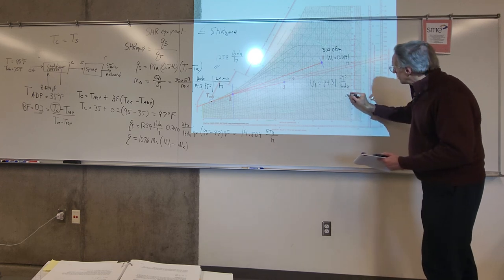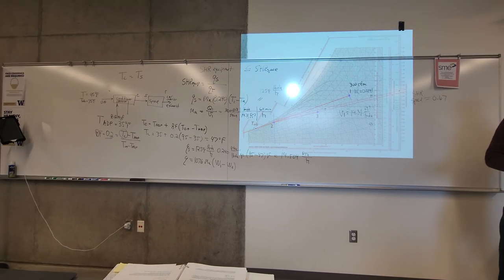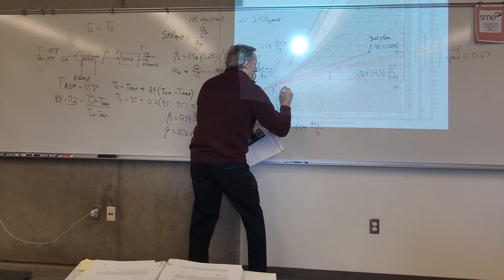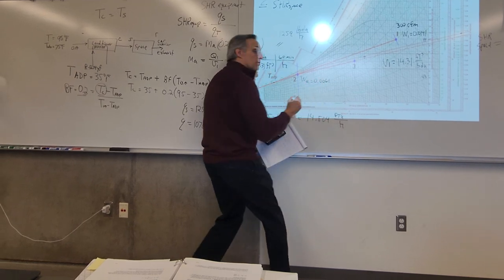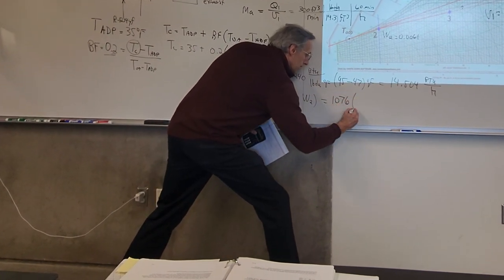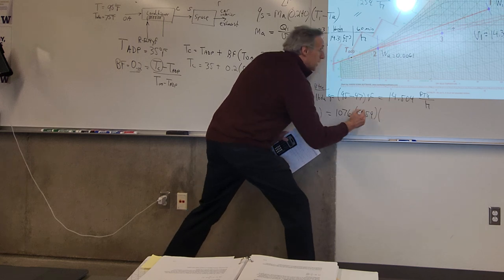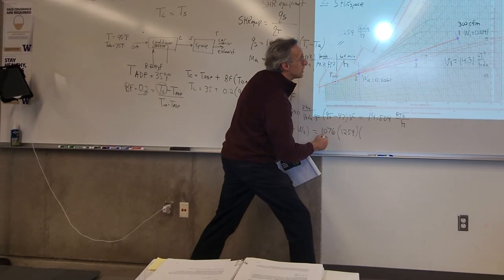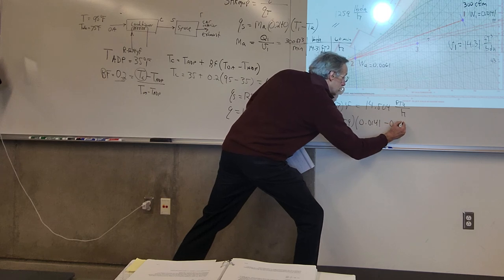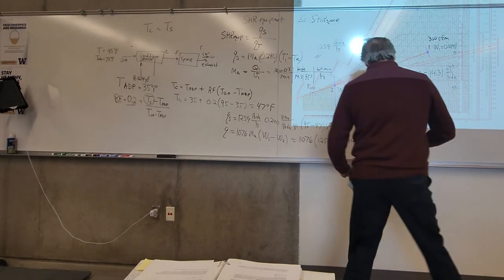About 43. 0.0061. Yeah, that's close. Okay. So we plug those in. So 1076 times the mass flow rate of dry air, 1258. And then the difference in the humidity ratio, this is our moisture removal, is 0.0141 minus 0.0061, which gives us 10,837.